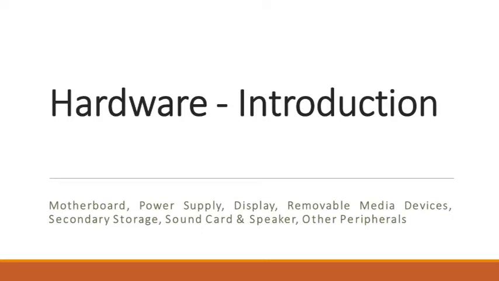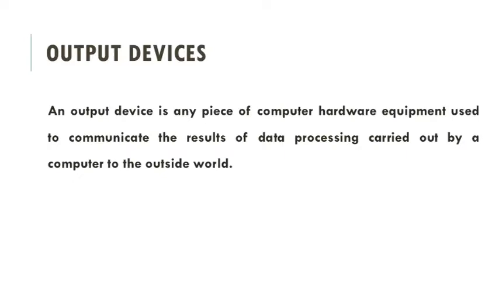Then we discussed the input devices, the different types of these input devices. So in this class we have to focus on the output devices, then the different types of these output devices. Then we have the USB flash drive, modems, and also the central processing unit. So these are the topics that we have to focus on in this class. So first we have the output devices.